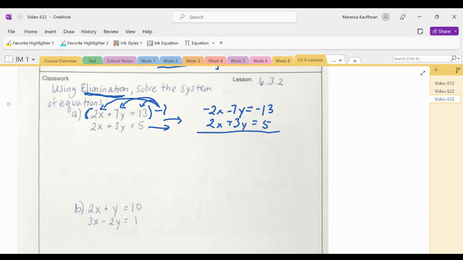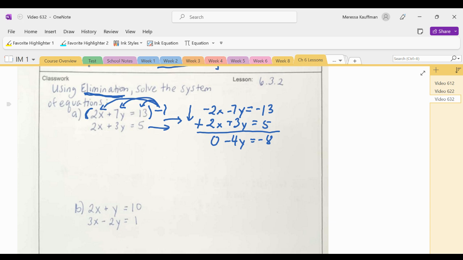Now I'm going to try my elimination method again. Okay, so what am I going to do? Add down. Well, negative 2x plus 2x is 0. Look at that, I've eliminated my x's. Negative 7y plus 3y is negative 4y. And then negative 13 plus 5 is negative 8.